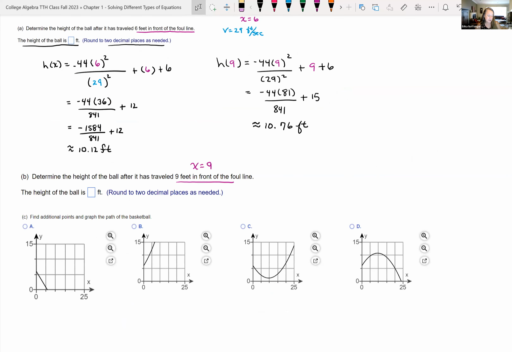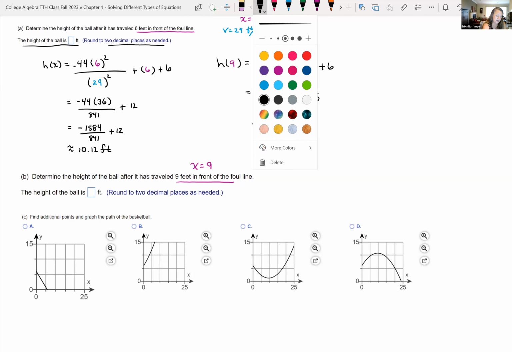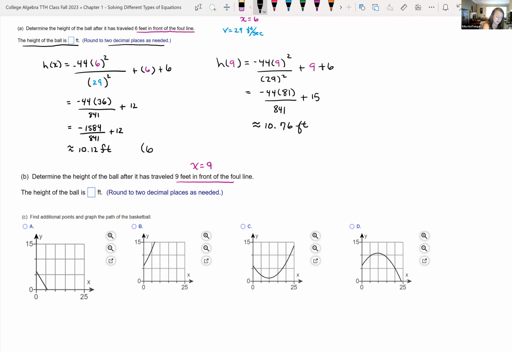The next part of the question says, find additional points and graph the path of the basketball. Well, we have 2 points here. We have the point when we had 6, we got 10.12. And when we had 9, we had 10.76. So I actually just by reasoning kind of know that it looks like it would be D, just because when we're shooting a basketball, it's going to go up and then it's going to come back down. It's going to be a parabola shape.